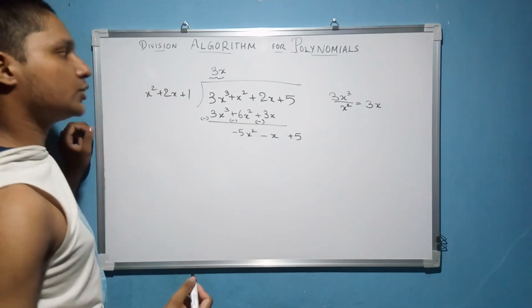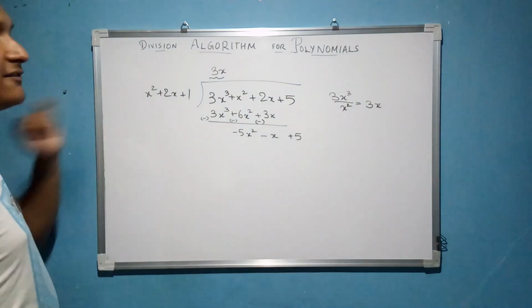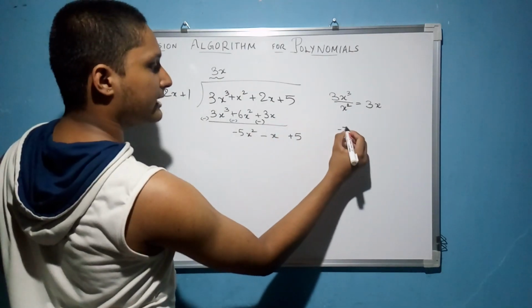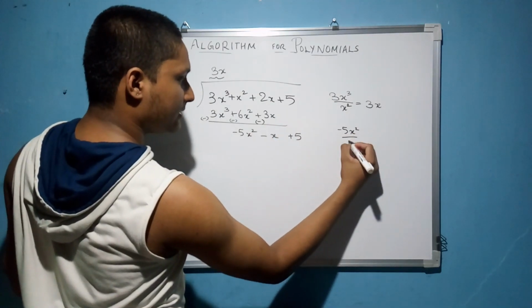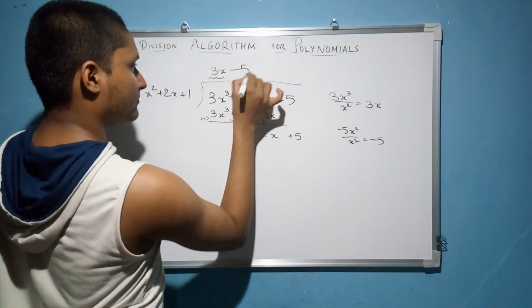The next term you need to get is the first term of this divided by the first term of the divisor. That is minus 5x square divided by x square, which comes to be minus 5. So I need to write minus 5 here.